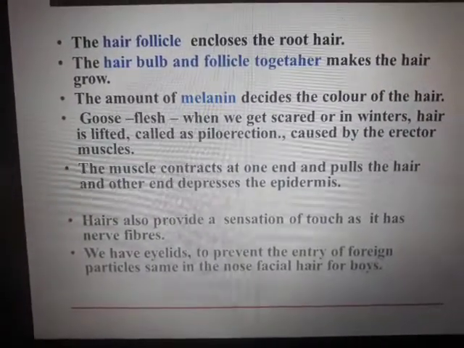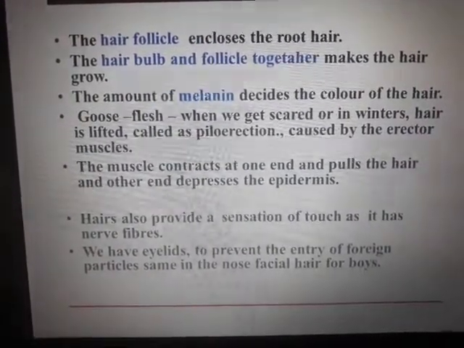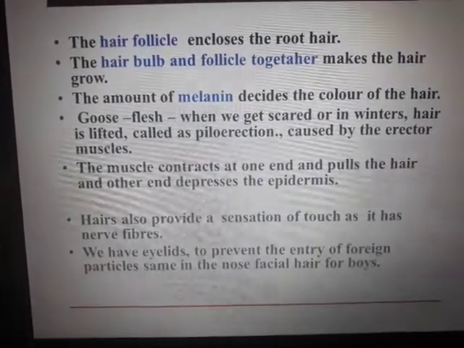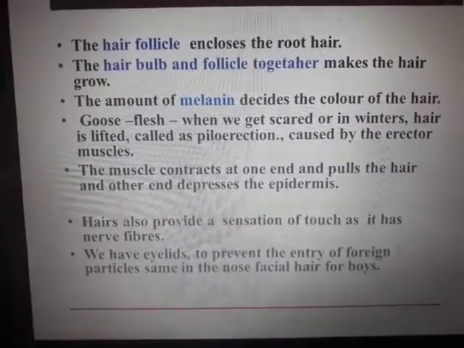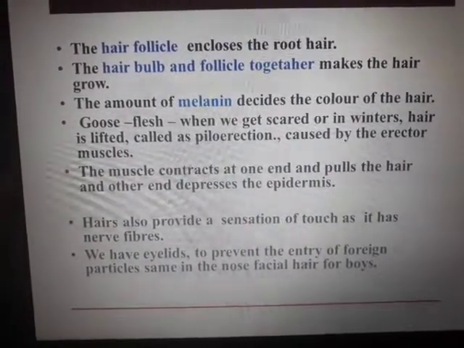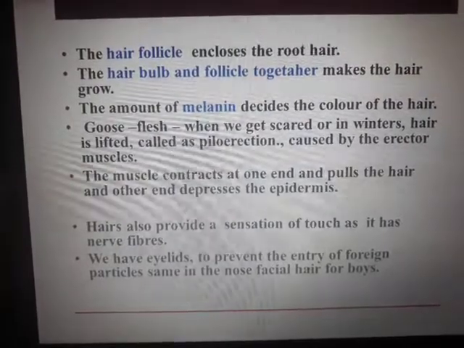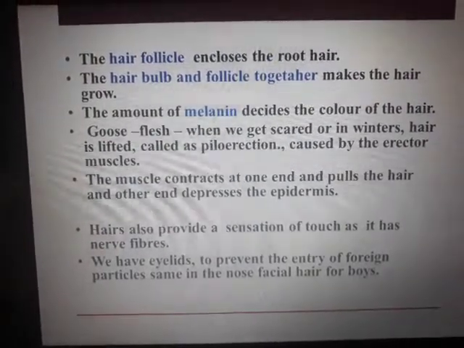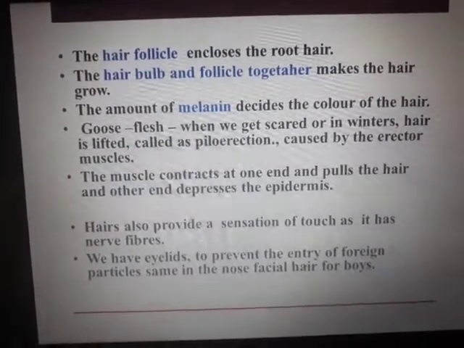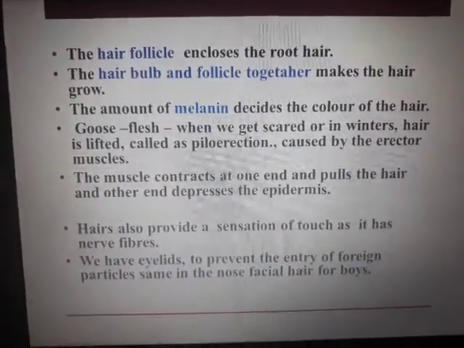What happens exactly is the next point. The muscle contracts at one end and pulls the hair on the other end. This depresses the epidermis. That is why the hair is standing straight. But this is because of some sensation, like you are scared or you are feeling too cold or something like that. So this phenomenon is also important. Exam wise, it is asked many a times.